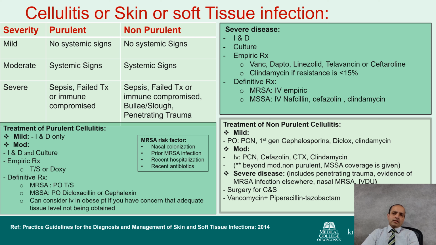As you can see, anything beyond moderate non-purulent, MSSA coverage is given. Somebody with a severe disease, including penetrating trauma or history of MRSA infection elsewhere, or nasal MRSA or IV drug uses, those people you may want to give MRSA coverage. And as you can see, surgery is done in the severe disease for culture and sensitivity, because you want to know what antibiotic is going to work. And then typically those severe cellulitis patient we treat with the vancomycin and Zosyn. So let's go to the next slide.